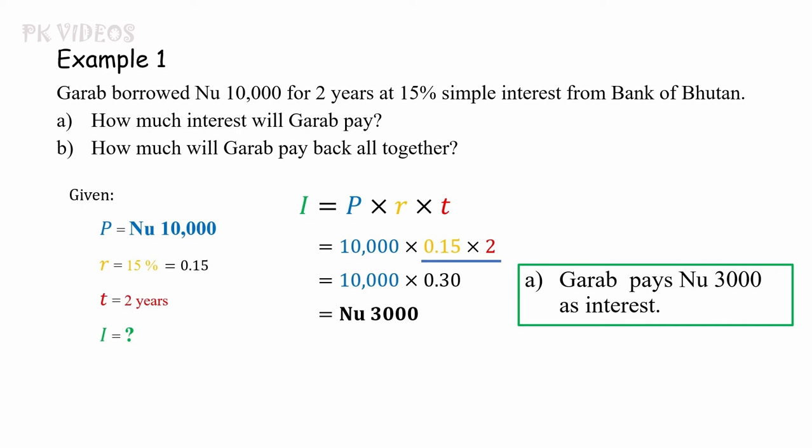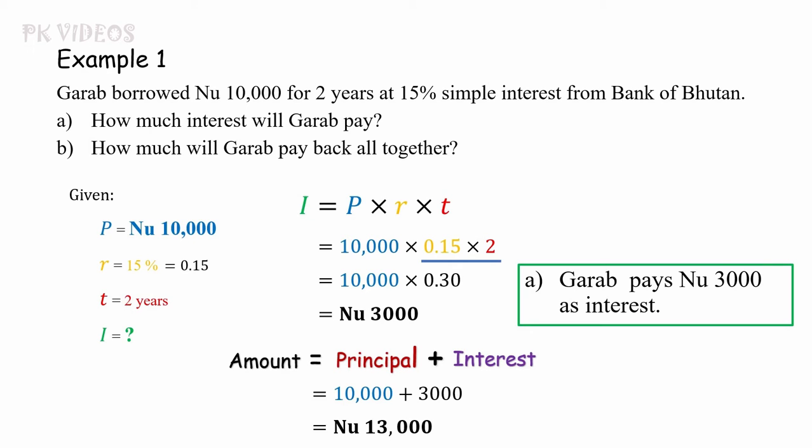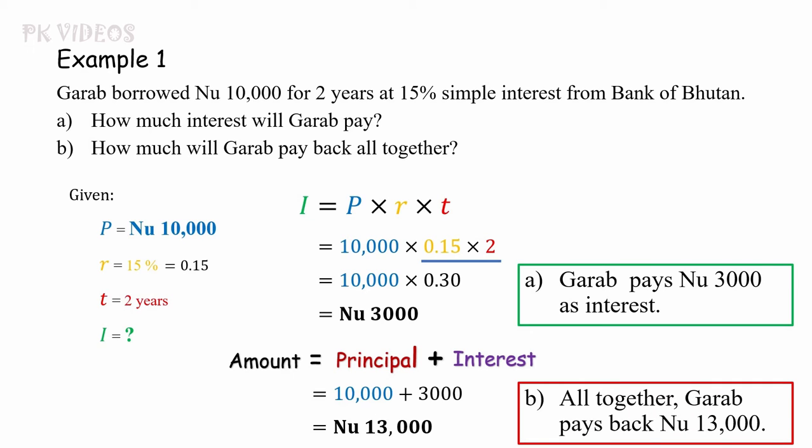That is just the interest that Gaurav needs to pay back. But he also has to pay back the original amount, that is Nilton 10,000. So the total amount that Gaurav is going to pay back is: amount is equal to principal plus interest. Here principal is 10,000 plus the interest that he needs to pay back is 3,000. So the total amount he is going to pay back altogether is Nilton 13,000. Therefore, altogether Gaurav pays back Nilton 13,000.